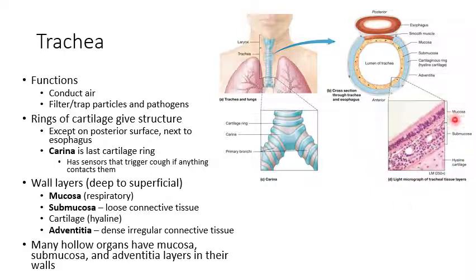If you look at this micrograph of the tracheal tissue, here you have the respiratory mucosa. Then beneath it you have the submucosa, and then beneath that you have the hyaline cartilage. And actually on the other side of that you would have the adventitia, the dense irregular connective tissue. And that's the trachea.